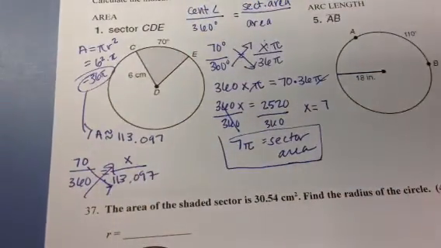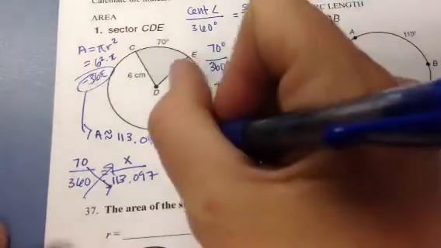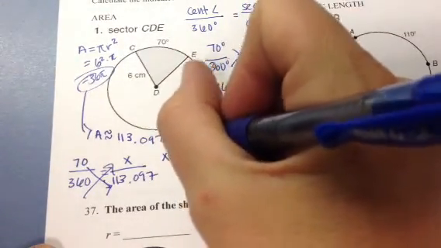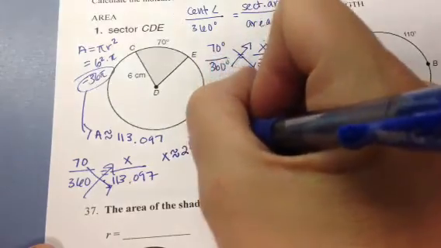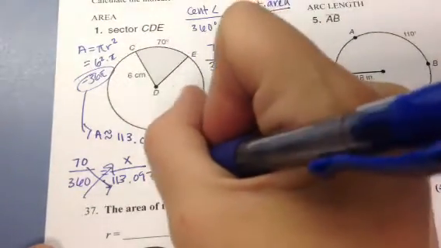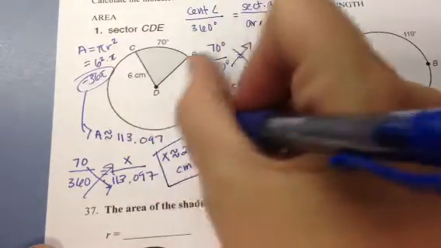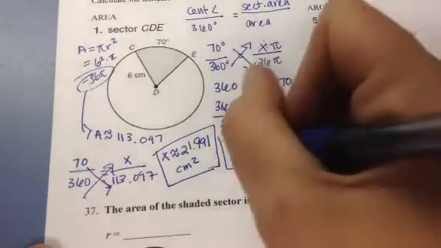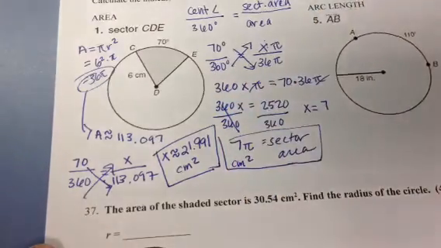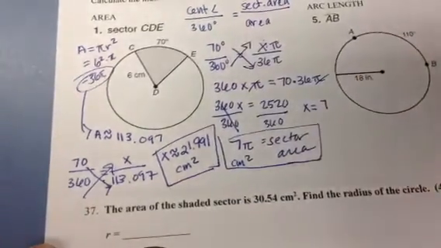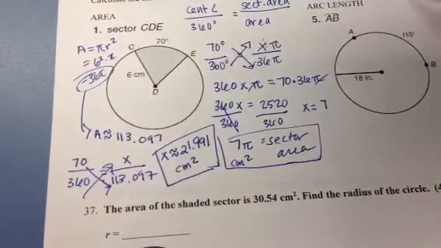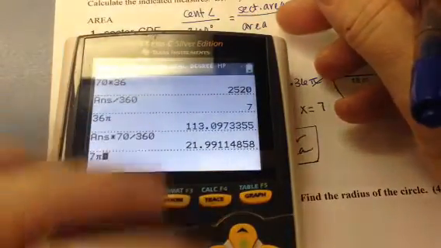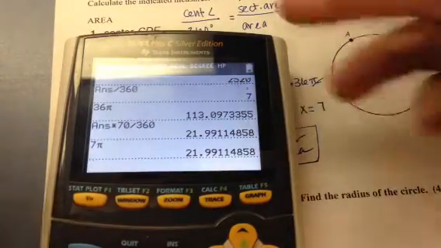If you do it this way, there's no pi in your proportion now because you've multiplied through by pi. So when you cross multiply, you'd multiply that number by 70. You'd get that equal to 360x. And then when you divide by 360, you would get that x is approximately 21.991. And this is going to be in centimeters squared. So let's put our units in there. So either 7 pi or 21.991. And if you aren't sure if you did that correctly, if you check in your calculator, if you do 7 times pi, you get that same number.